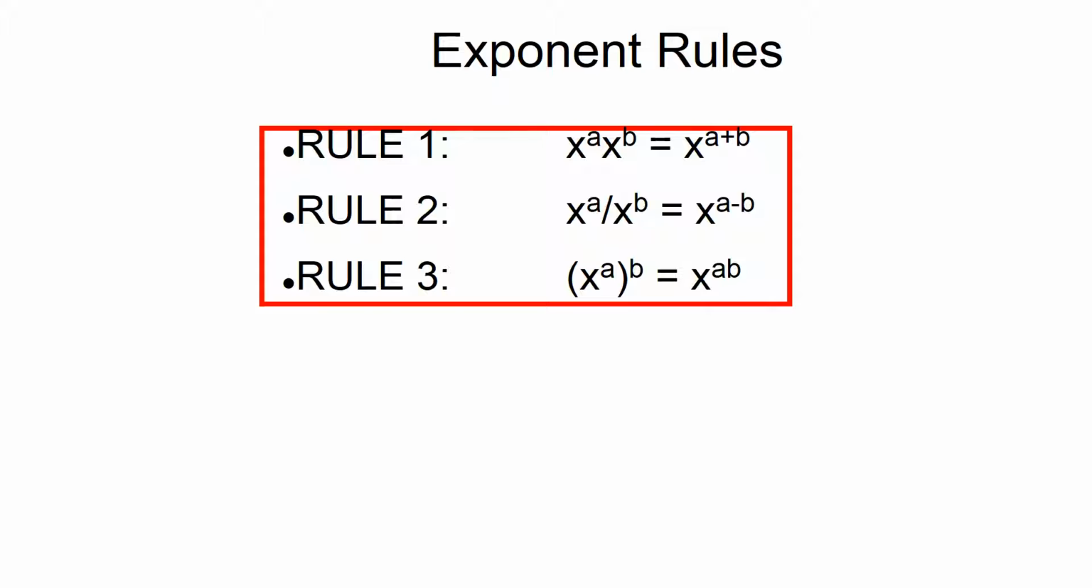So in this case, if x was 10, this would be 1 over 10 to the power of 3, which is 1 over 1,000, which is 0.001.